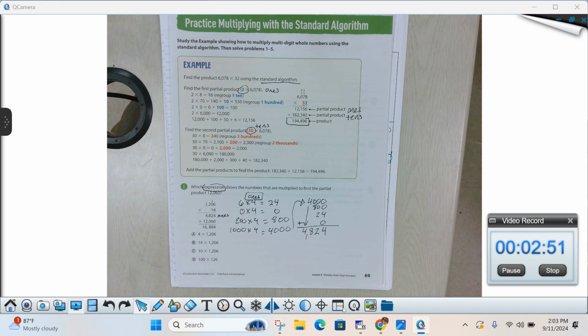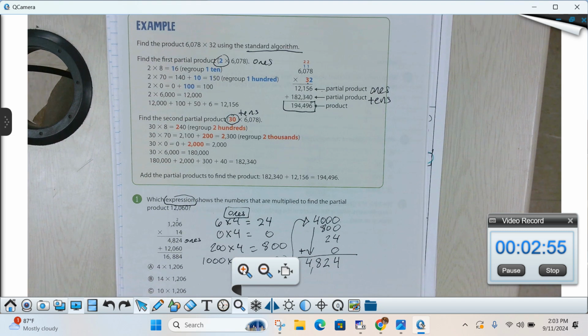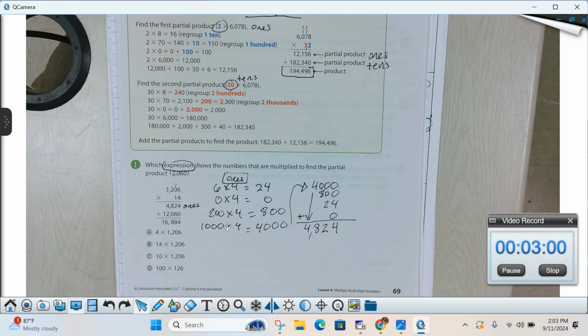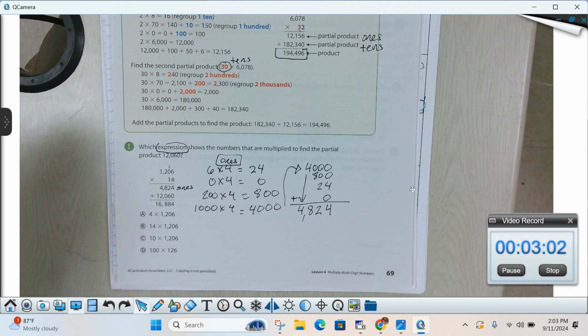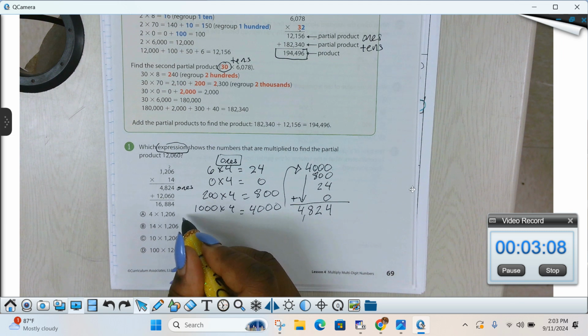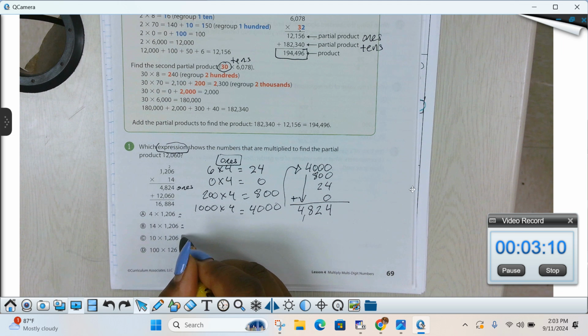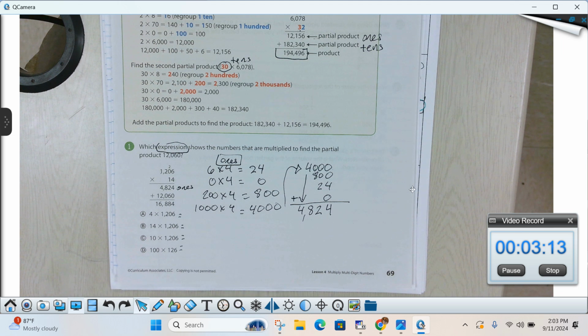Now, for those struggling to see, I'm going to zoom in on the screen. Now, we're looking for the expression. Expression is an equation without a what? What is an expression missing? Without an equal sign. It's missing the equal sign. We don't have one of these, so this is why it's not an equation.